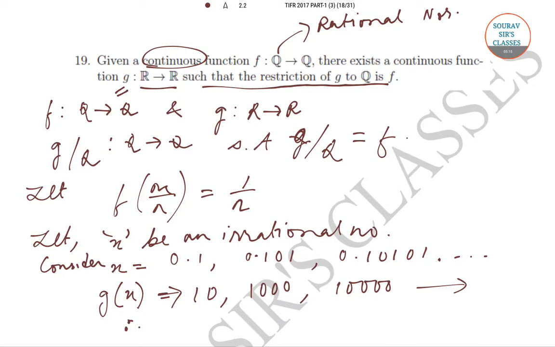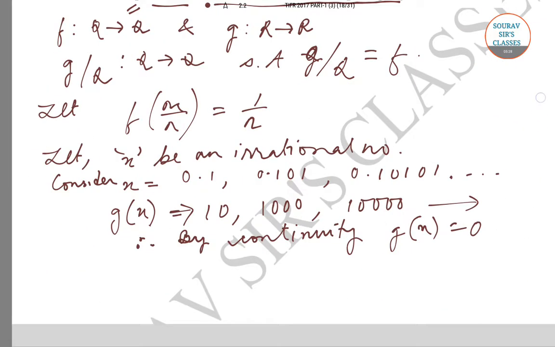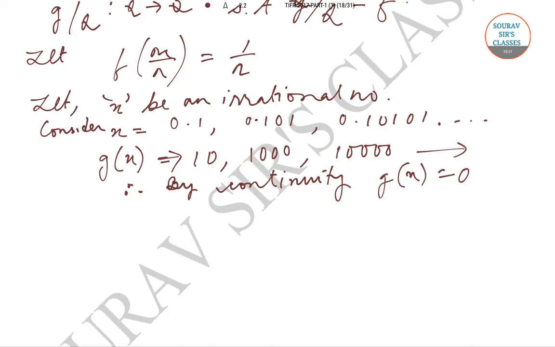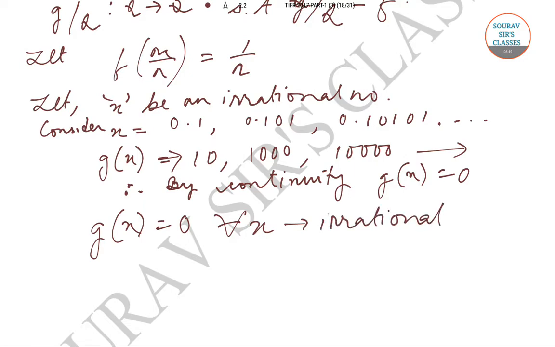And also by continuity, g of x is equal to 0. So if we take any irrational number, in that case also g of x is equal to 0 for all x which is irrational. So therefore it is not continuous and the statement is false.